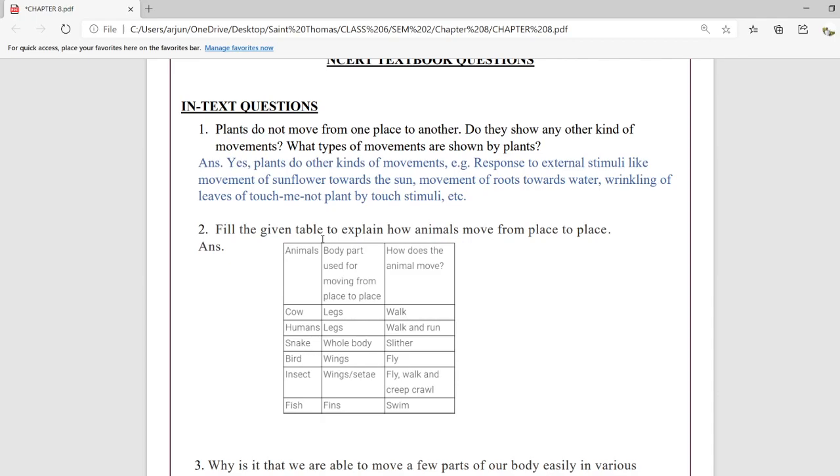So your answer will be yes. Plants do other kinds of movement. For example, response to external stimuli, like movement of sunflower flower towards the sun, movement of roots towards water, wrinkles of leaf of touch-me-not plant by touch stimuli, etc. So these are the different movements shown by the plants. The well-known example we know is movement of sunflower towards the sun.